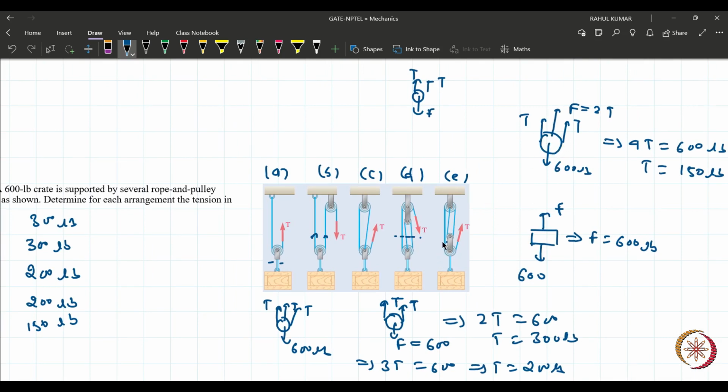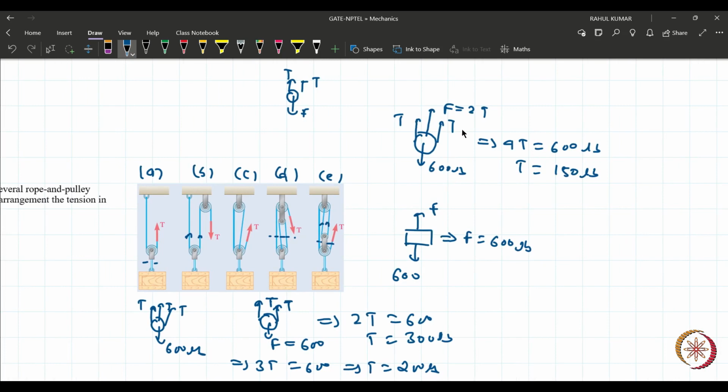The tension will be T here, the tension will be T here, and there is a force F that we don't know the amount of. Then this force and this force will be the same by this pulley, because the system is in equilibrium. But this force is balanced by these 2T, so F equal to 2T. Now if we see again this pulley, there are T plus 2T, so 4T. Now 4T is balanced with 600 lb. That's why T will be 150 lb.